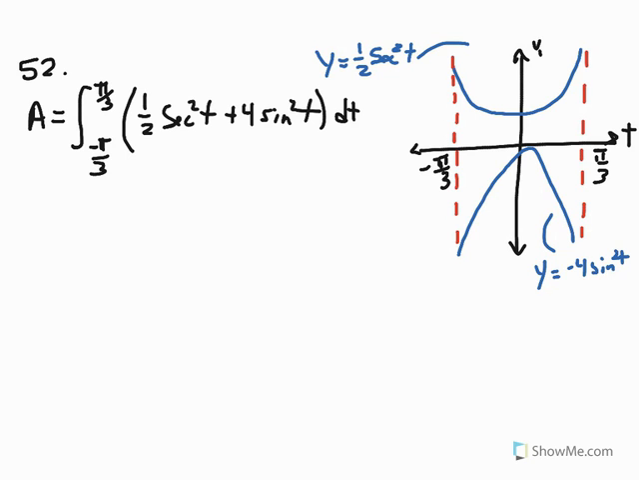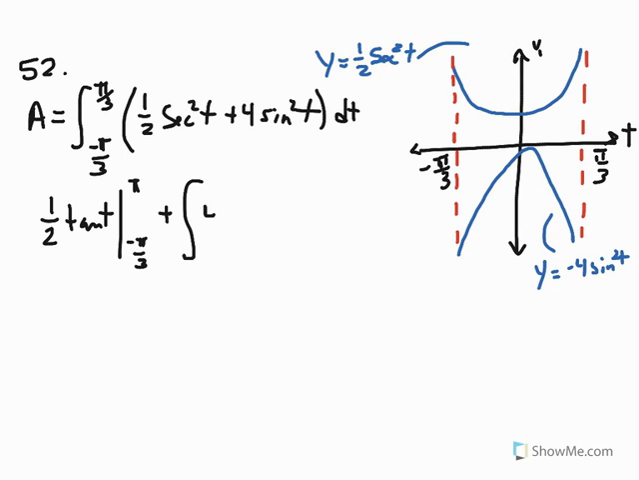You've all got that one memorized. So we're talking about 1/2 tangent of t, and we'll evaluate that from -π/3 to π/3. However, the antiderivative of 4 sine squared of t is a little more complicated.